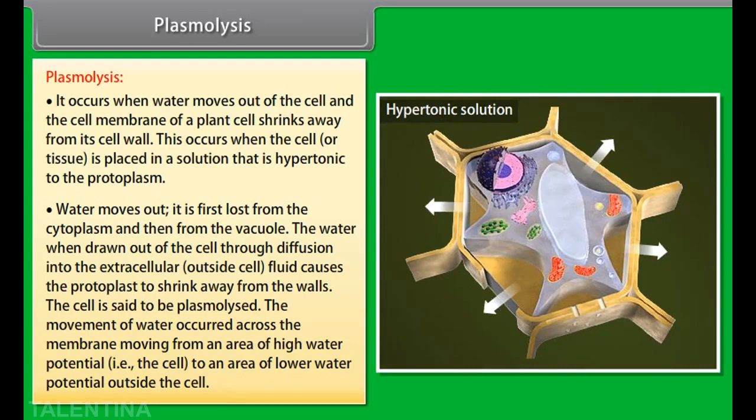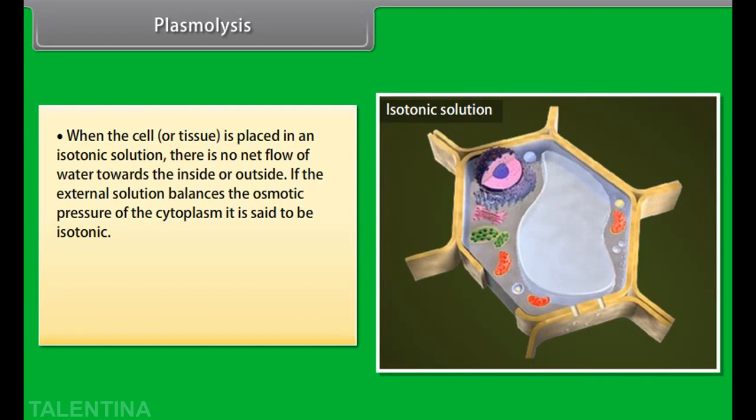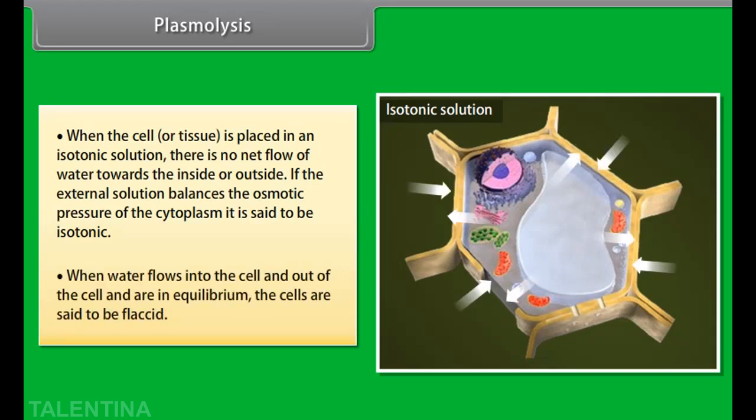The movement of water occurred across the membrane, moving from an area of high water potential to an area of low water potential outside the cell. When the cell or tissue is placed in an isotonic solution, there is no net flow of water towards the inside or outside. If the external solution balances the osmotic pressure of the cytoplasm, it is said to be isotonic. When water flows into the cell and out of the cell and are in equilibrium, the cells are said to be flaccid. The process of plasmolysis is usually reversible.